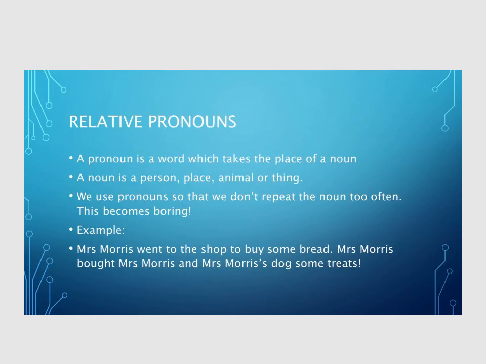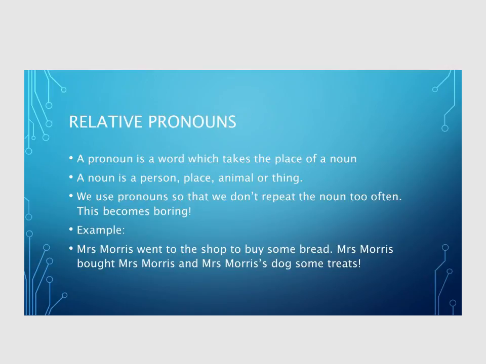When we started looking at the relative clause, we realised we needed to remind ourselves what pronouns were. We needed to look at relative pronouns, but first of all understand what a pronoun is in general. So a pronoun is a word which takes the place of a noun. A noun is a person, place, animal or thing. We use pronouns so that we don't repeat the noun too often, mainly because that becomes boring and it also becomes quite confusing. So if we have a little look at this example below.